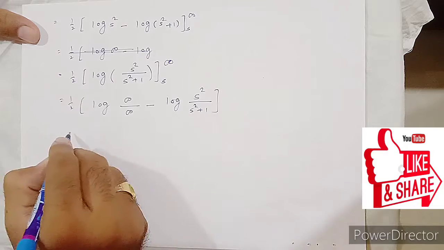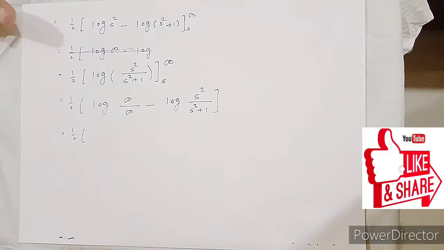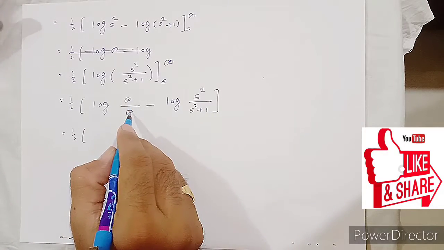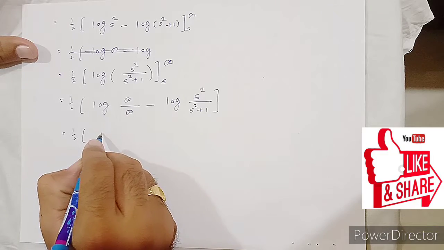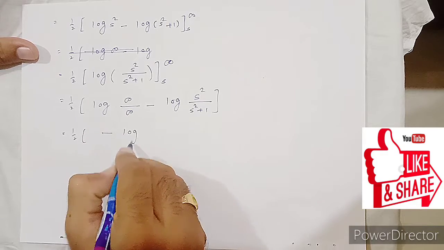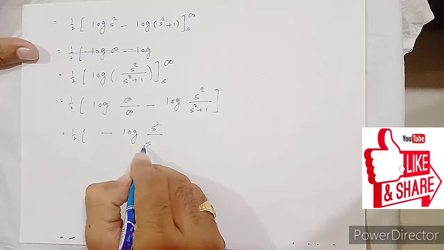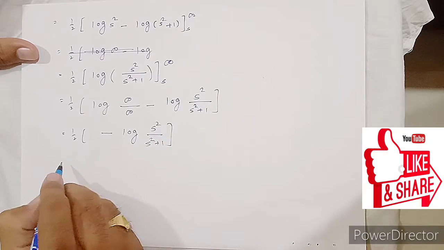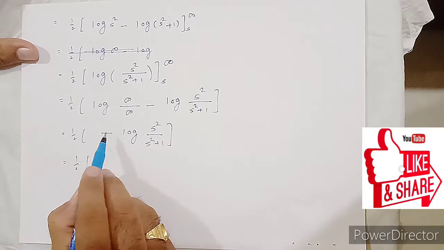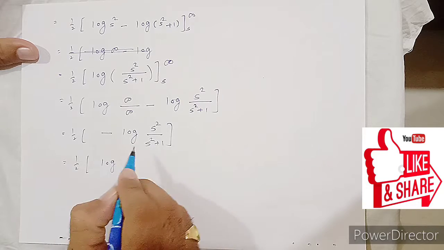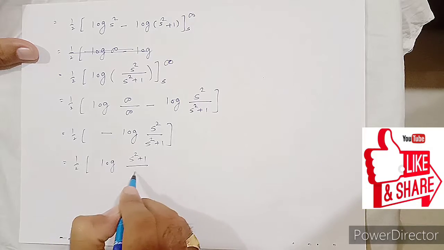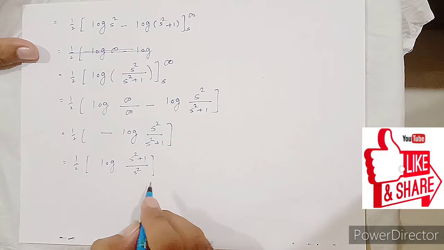Tell me guys, what is the log infinity upon infinity? Infinity upon infinity is 1, so log 1 is 0, so not necessary to write down. Minus log s square plus 1. Okay, so when we put minus sign inside, that numerator and denominator are exchanged. So our final answer is this one.